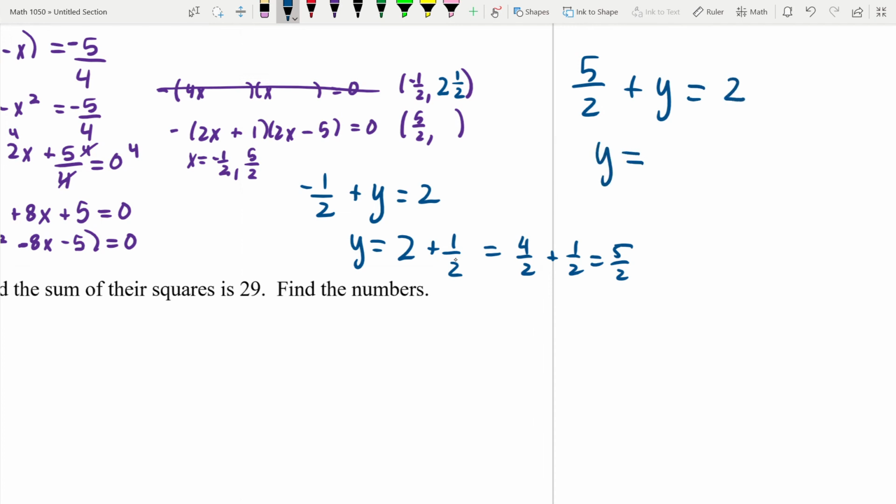Bring the 5/2 over. I'm going to write my 2, pardon me, my 4, as 4/2 right now. So then I've got my common denominator. 5/2 comes over and becomes a negative. 4 minus 5 is a negative 1. I know that's a negative 1/2, and that's it.